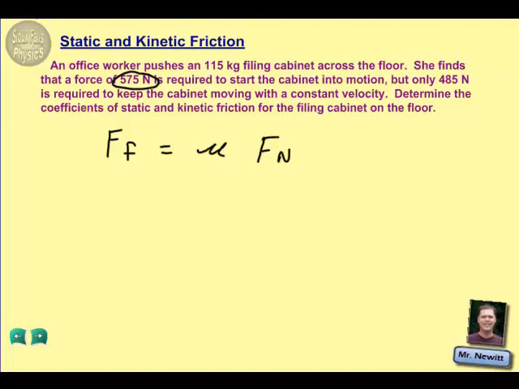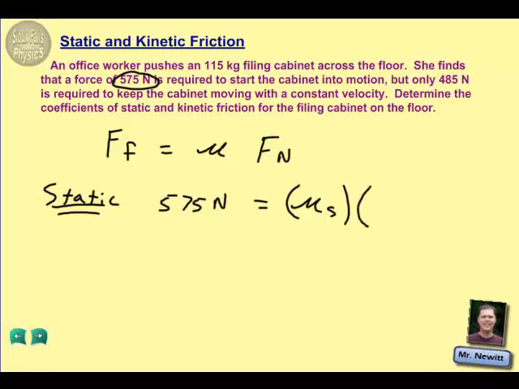So her frictional force, if we're talking about the static situation, is 575 newtons. That's how much frictional force exists there. In order for the cabinet to move, 575 newtons must be applied. The coefficient of friction is what's unknown, so I might say mu sub s for the static coefficient of friction. And now we need to multiply that by the normal force. Well, the normal force is directly related to the weight of the filing cabinet. So figure out the weight of the filing cabinet, and the normal force is equal to that.